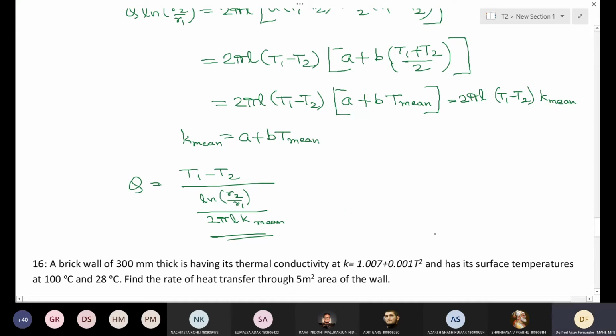For the spherical case, you do it. The process is everything the same. Integration, we have done it earlier. So then it will simplify to the same formula. So tell me, what is the formula for the spherical case?